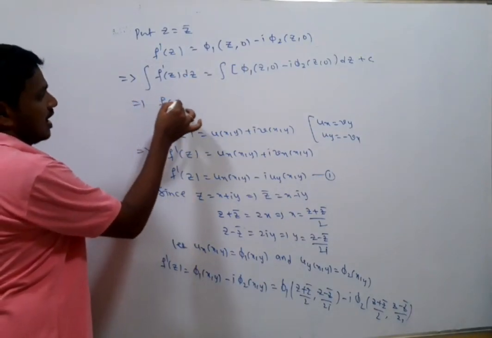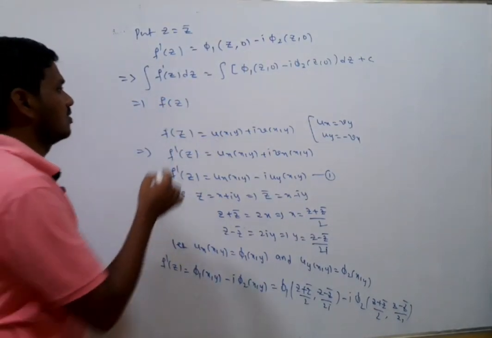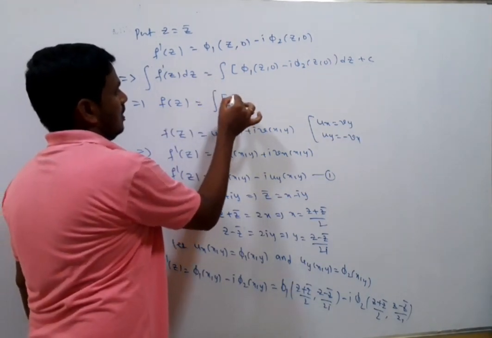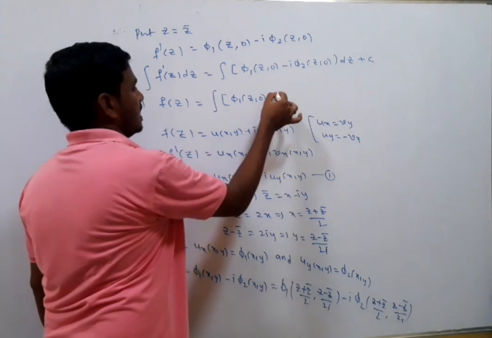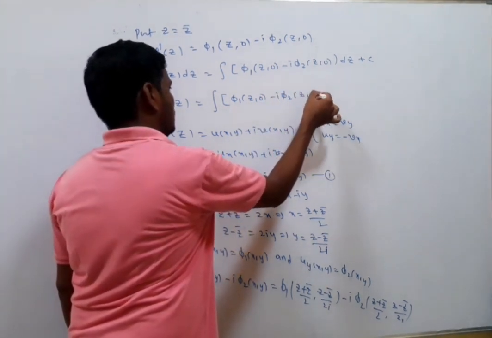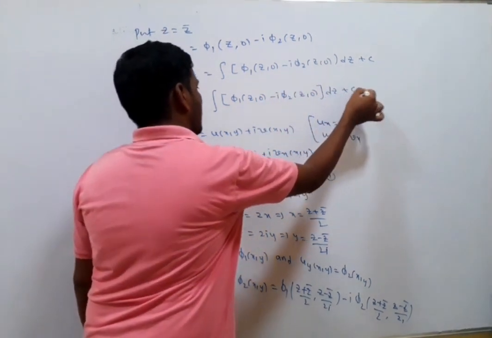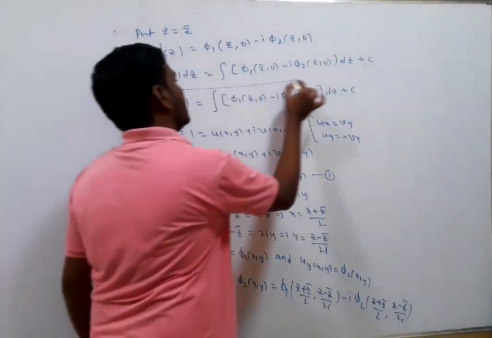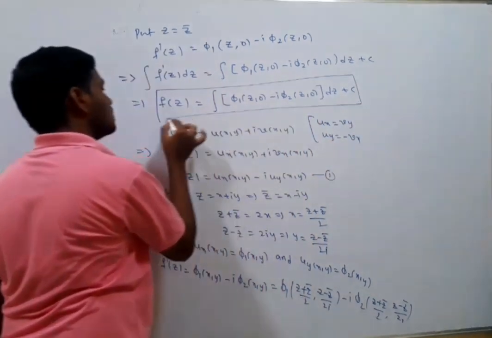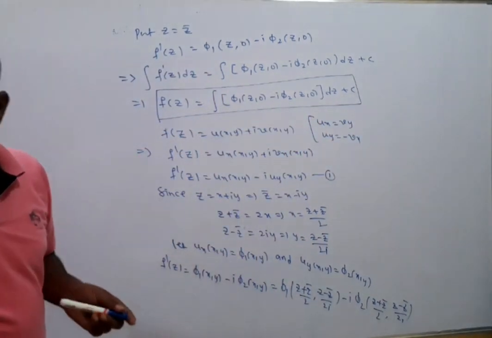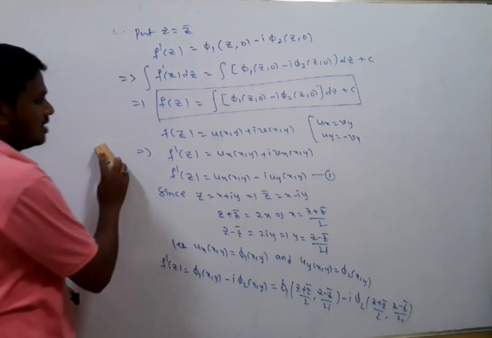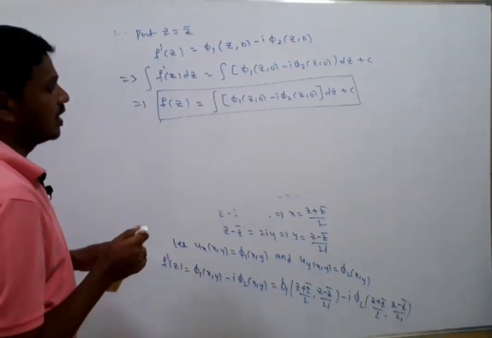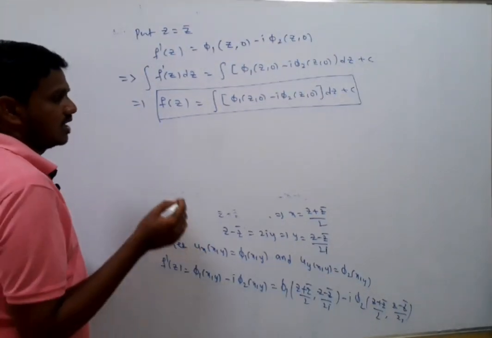Integration and differentiation get cancelled. The required function f of z can be written as the integral of pi 1 of z comma 0 minus i pi 2 of z comma 0 dz plus c. When u of x comma y is given, we can find the corresponding analytic function by using this formula. You just have to remember it, you don't want to write all these things to find f of z. Here you just take pi 1 of z comma 0 and pi 2 of z comma 0.